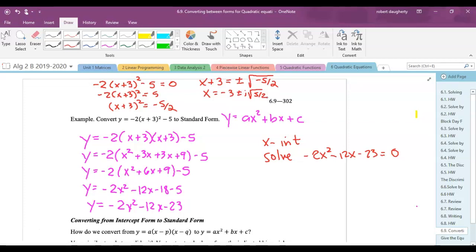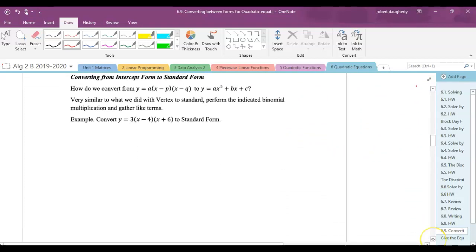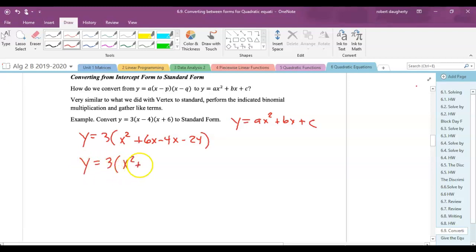Okay, so to convert from vertex to standard, all you really do is just distribute out. Same thing with intercept form, okay? How can I convert this to standard form? How can I get this to look like y equal ax squared plus bx plus c, okay? Yeah, I just do the same thing I did a moment ago. So this is y equal 3 times x squared plus 6x minus 4x minus 24. So y is equal to 3 x squared plus 2x minus 24. And the final step, y is equal to 3x squared plus 6x minus, what is that, 72.